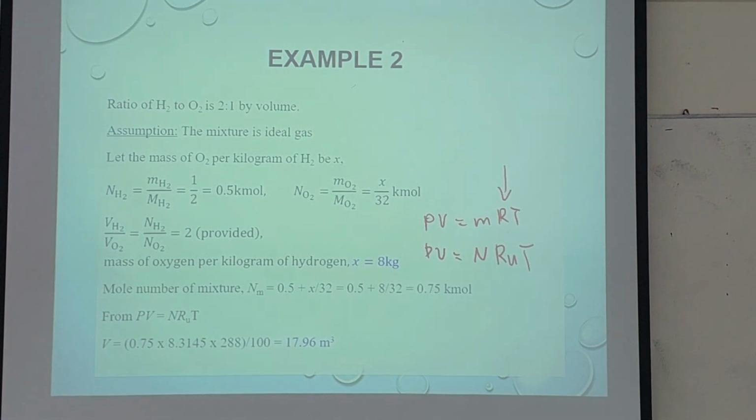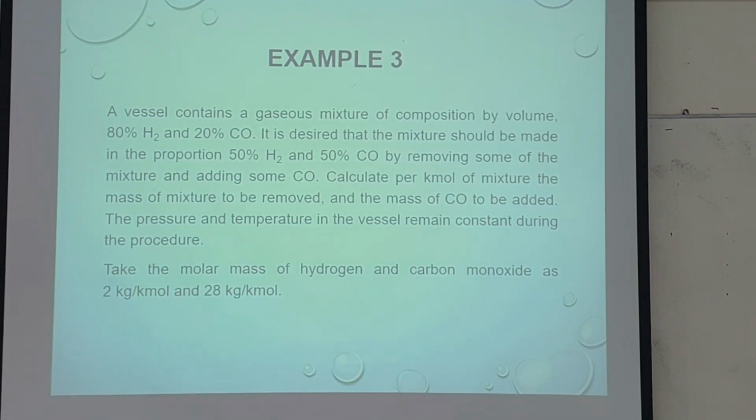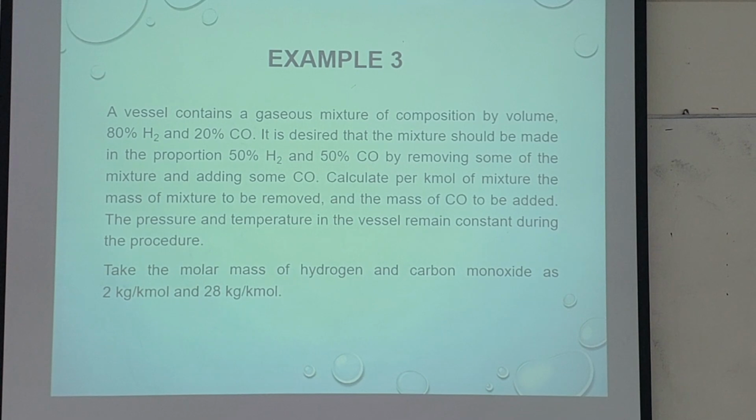Okay, is it okay if I go to the next example? 3, 2, 1. Okay, I will only discuss one more example here, which is example 3. So this one is a hard one, if I remember correctly. Alright, so I will discuss this together with you.